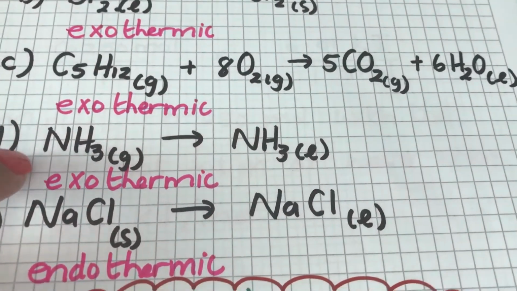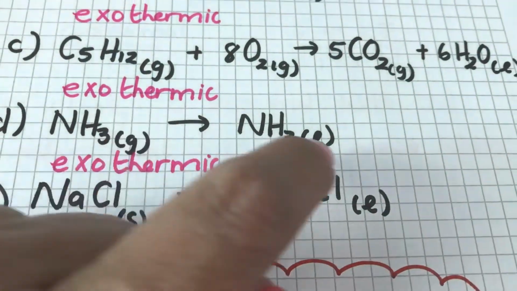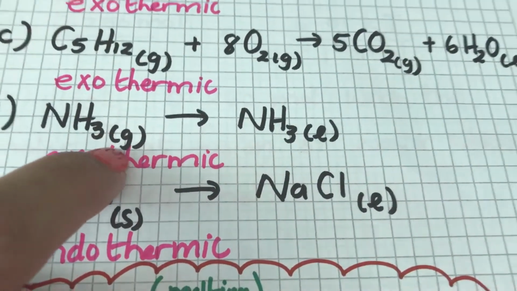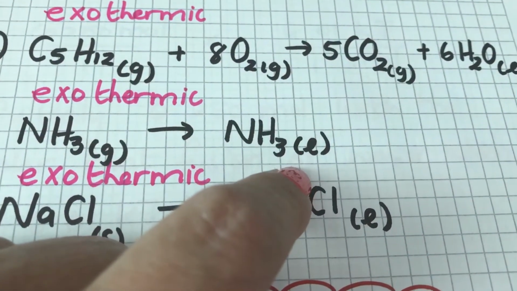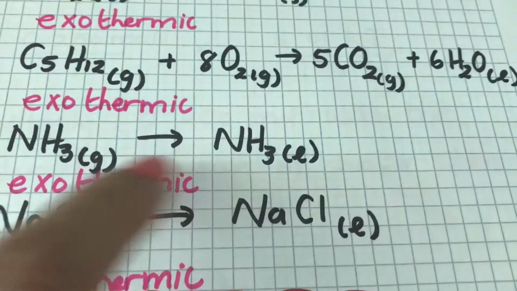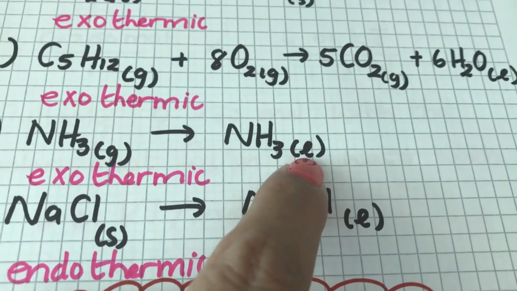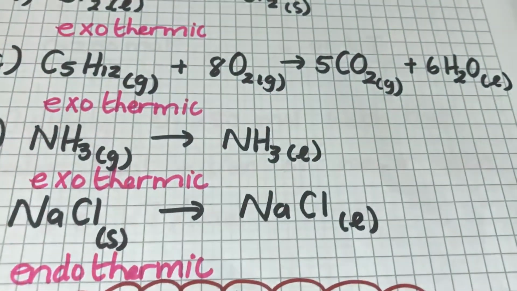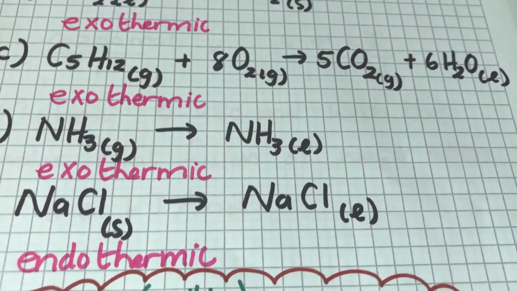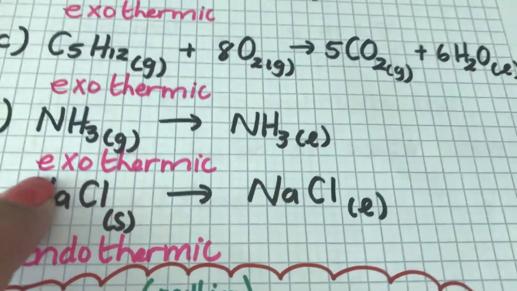If you look at this one, it goes from a gas phase to a liquid phase. If you go from a gas to a liquid, we call it condensation. To condense and go to a liquid state, you need to lose energy so that the particles can start moving slower. So this is an exothermic reaction.